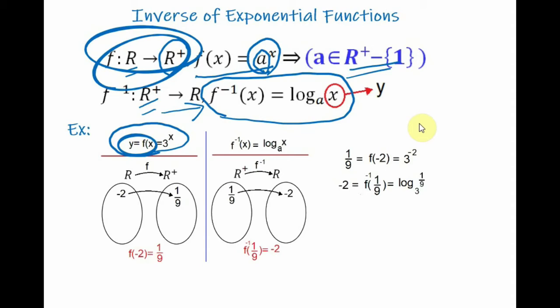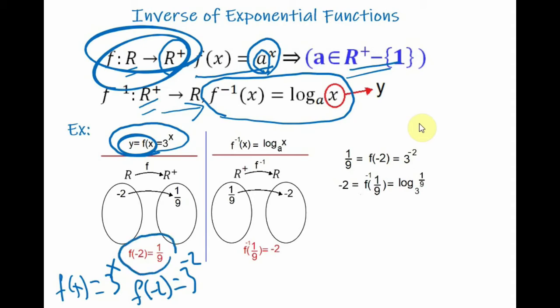And if we put negative 2 instead of x, because our function is f of x is 3 to the power of x, once we put negative 2 instead of x, then we're going to have 3 to the power of negative 2, right? So it's going to be 1 divided by 9. In other words, negative 2 is going to go to 1 divided by 9 in our case.